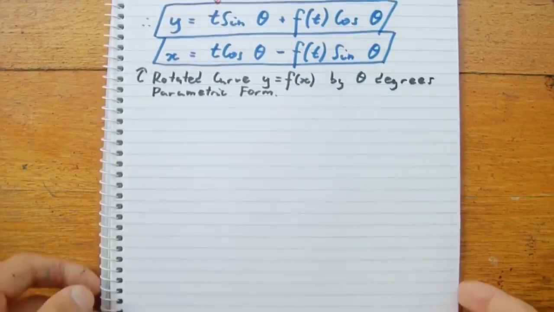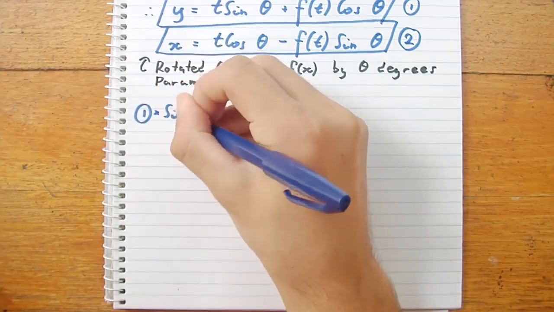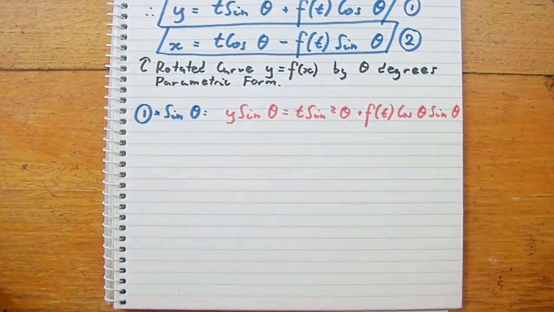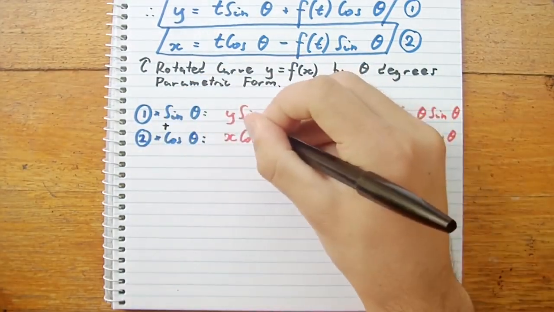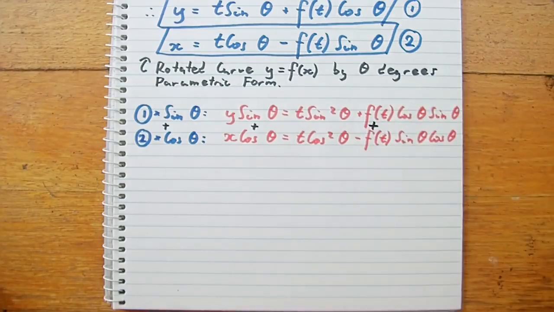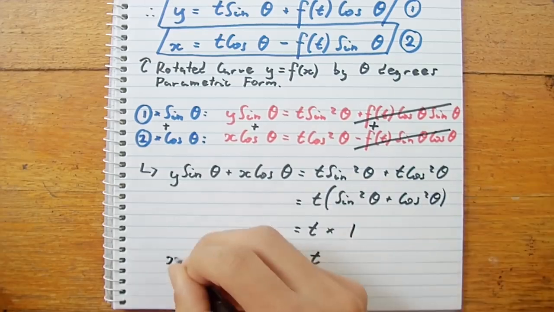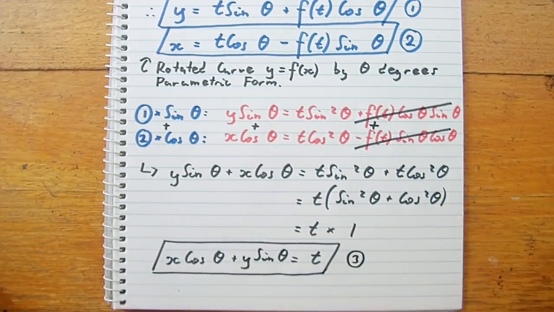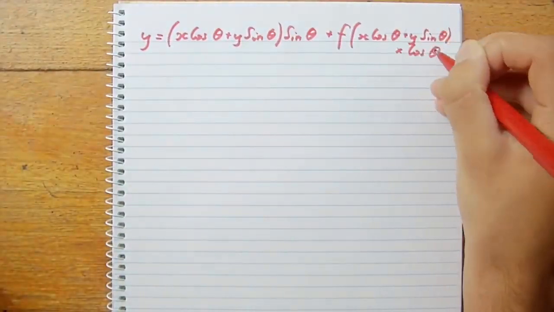All we have to do now is combine these two simultaneous equations into one and eliminate the t variable. Déjà vu. We do exactly the same thing as before. Multiply the first equation by sine theta, and the second equation by cos theta. Add the two equations together and watch the magic unfold. The f of t's cancel out, and because sine squared plus cosine squared equals 1, you get the same thing as before: t equals x cos theta plus y sine theta. Put this back into the second equation, and you get this very simple looking thing.